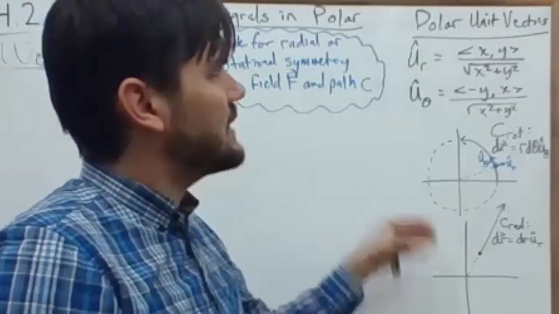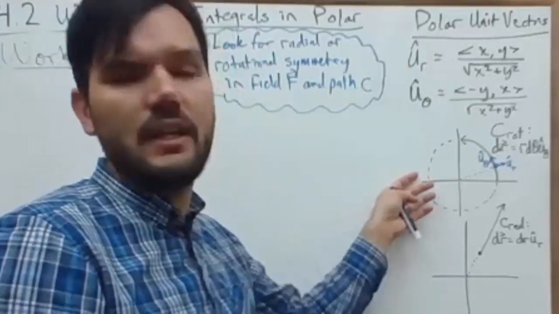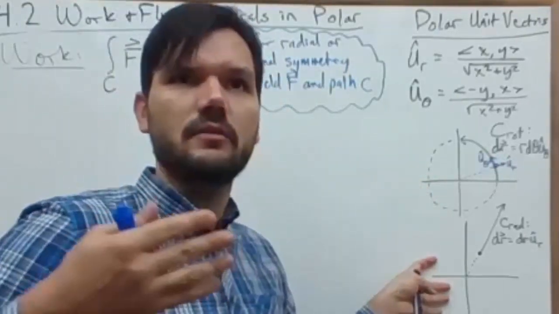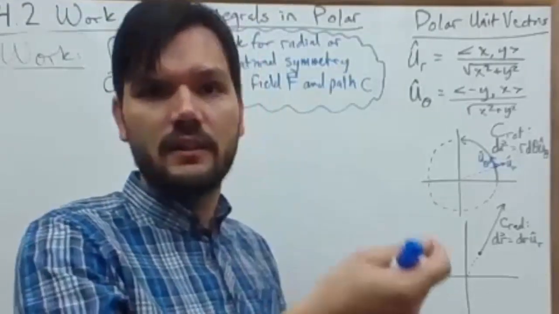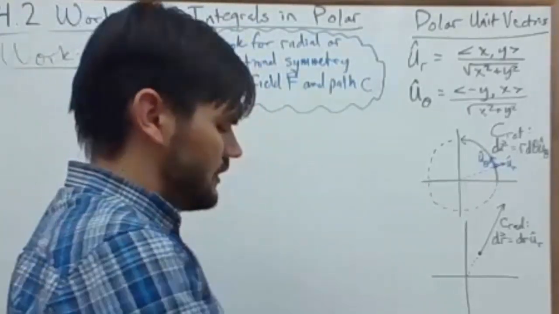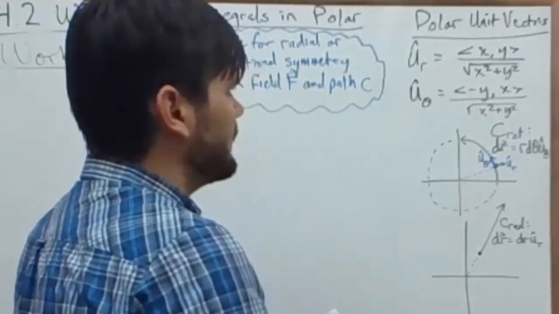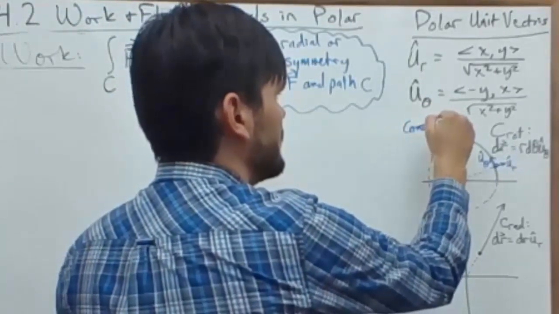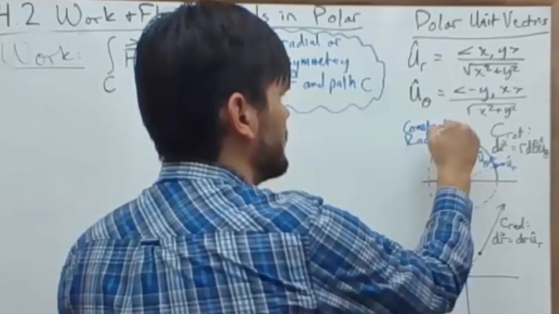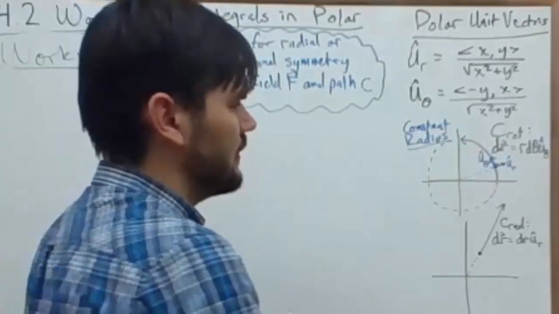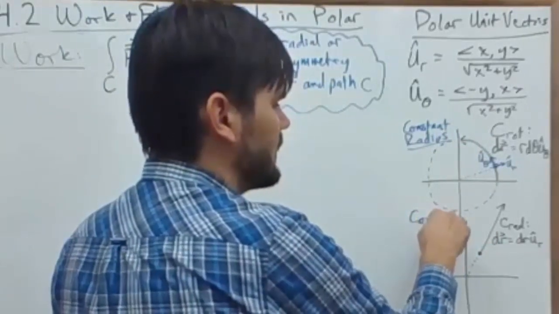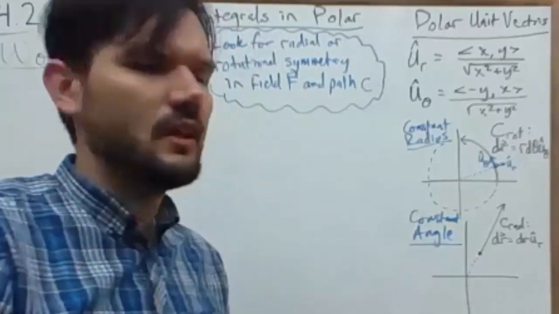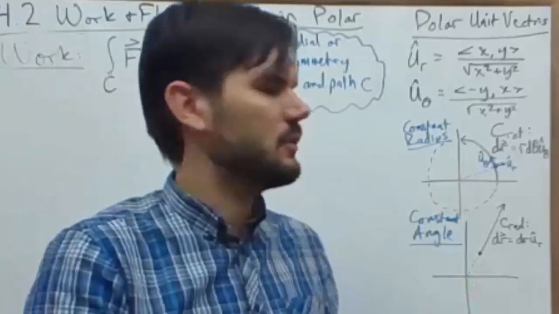So we have two main paths that we're going to look at for symmetry. Either a rotational path, a path that's going around a circle, or a radial path, a path that is moving inward or outward along a constant angle. So a rotational path has a constant radius, and a radial path has a constant angle. So those are one way to describe these paths very briefly.